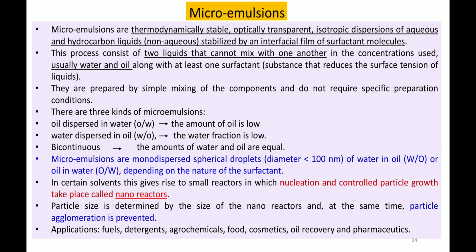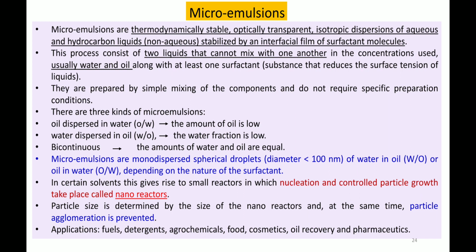Microemulsions are prepared by simple mixing of components and do not require specific preparation conditions. So there is no particular requirement. You have to mix these two components together, under certain concentrations of these two liquids with the surfactant, and then you will get a microemulsion.